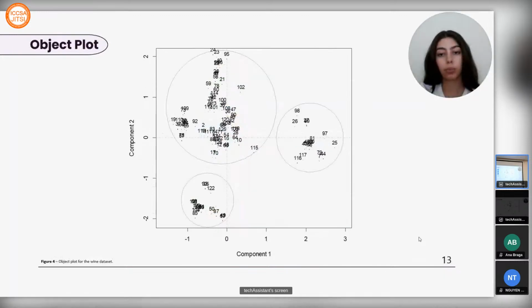The object scores plot reveals three distinct groups, highlighted here with circles. Objects within the same group share similar scores on the components, indicating that this division is related to tasters' assessment patterns.